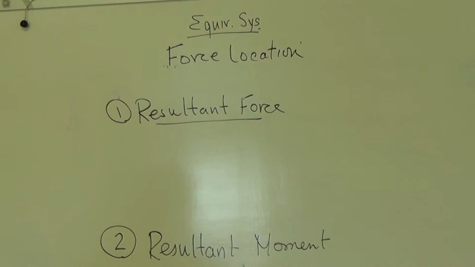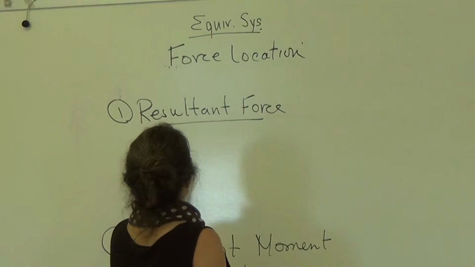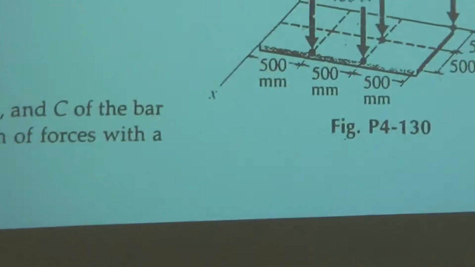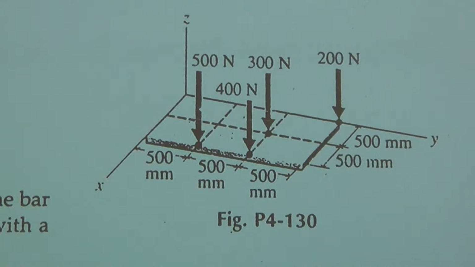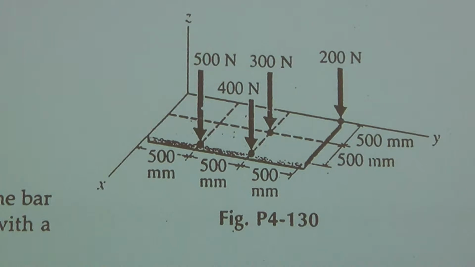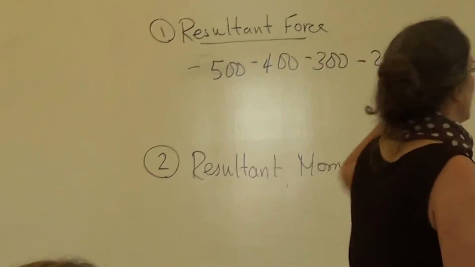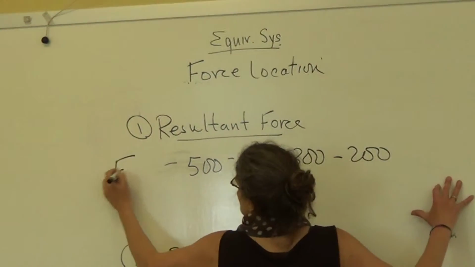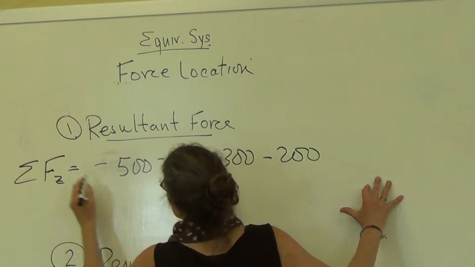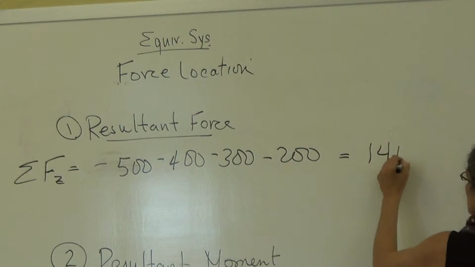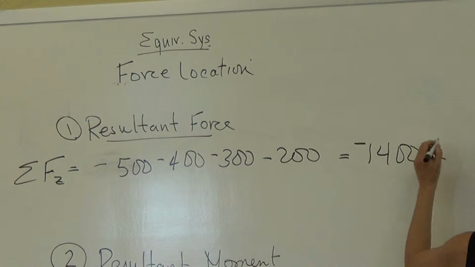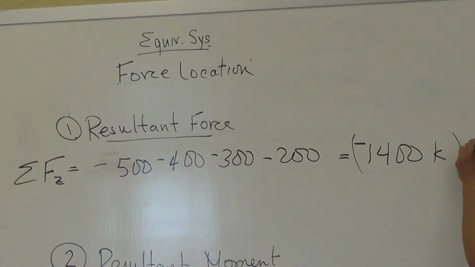Find the resultant force. So what's the force? 500, 400, 300, 200. They're all negative. Do they have an axis up here? Yeah, so what is it? The sum of the forces in the z is negative 1400 K. And what units? Newtons or pounds? Newtons.